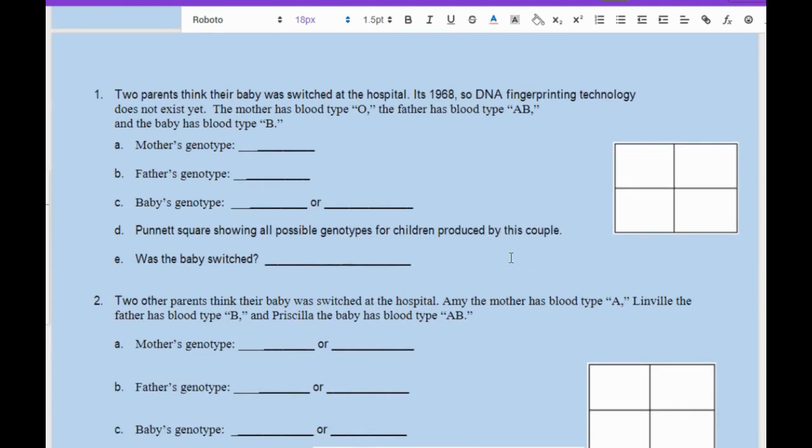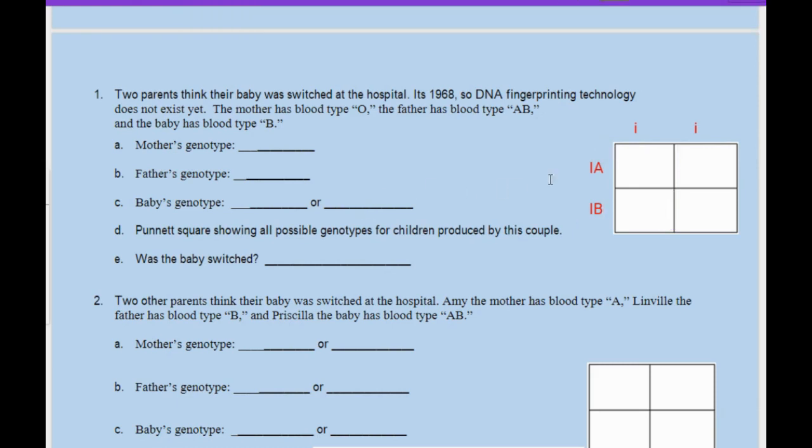All right, let's see this one. Parents think their baby was switched at the hospital. It's 1968, so there's no DNA. The mother has type O. Perfect. All right, it's easy. Type O. O allele, O allele. The father's type AB. So he's got an A allele, big I A. He's got a B allele, big I B.